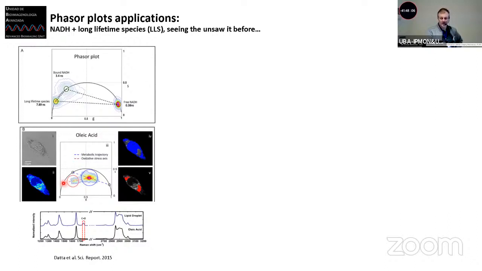And this region is here, which is 7.9 nanoseconds. And they discovered that this was due to lipids. This happened within the lipid droplets. So they discovered this is because of oxidation of lipid, and they called it long lifetime species.